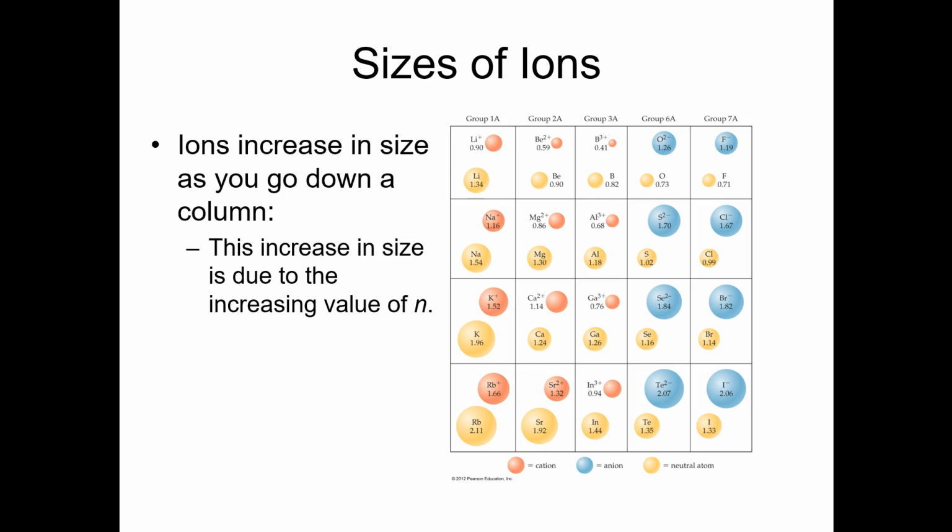So as you go down a column, just like with the size of the neutral atoms themselves, you are going to get larger because you are adding principal energy levels. And it's the same thing as you go down a group of anions, again, you are adding on principal energy levels, and so they get larger.